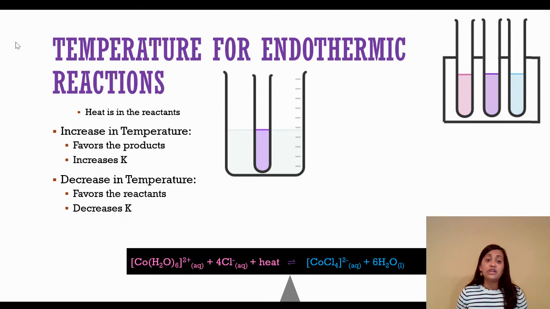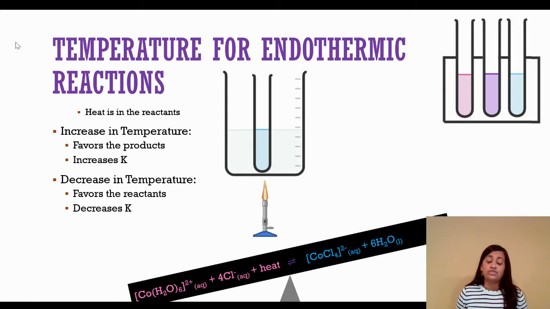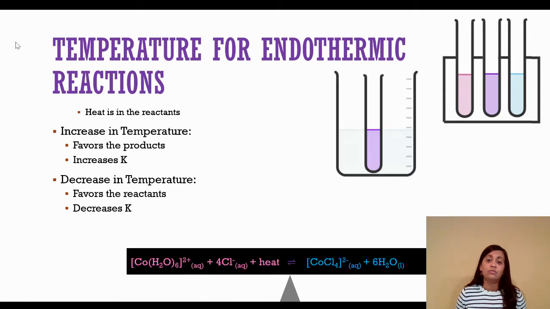For endothermic reactions, this is an endothermic reaction. We started out with the system at equilibrium, and we can think of heat as being in the reactants. So if we increase the temperature, it's going to favor the products. Again, use that pencil to help you with that seesaw aspect. It's driven towards the products, and we're making more cobalt 4 chloride.